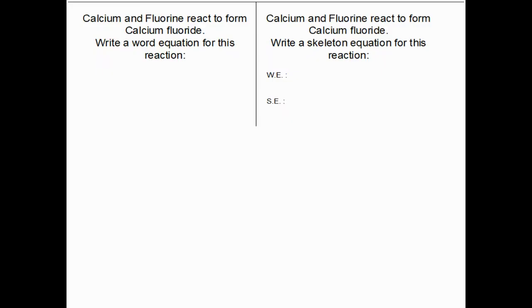Here's another practice problem for you to try out. You can pause the video and try it out yourself. So we want to write out a word equation and a skeleton equation for this reaction. We have calcium and fluorine reacting to form calcium fluoride. So we're going to write out a word equation first. Word equation: calcium plus fluorine react to form calcium fluoride.